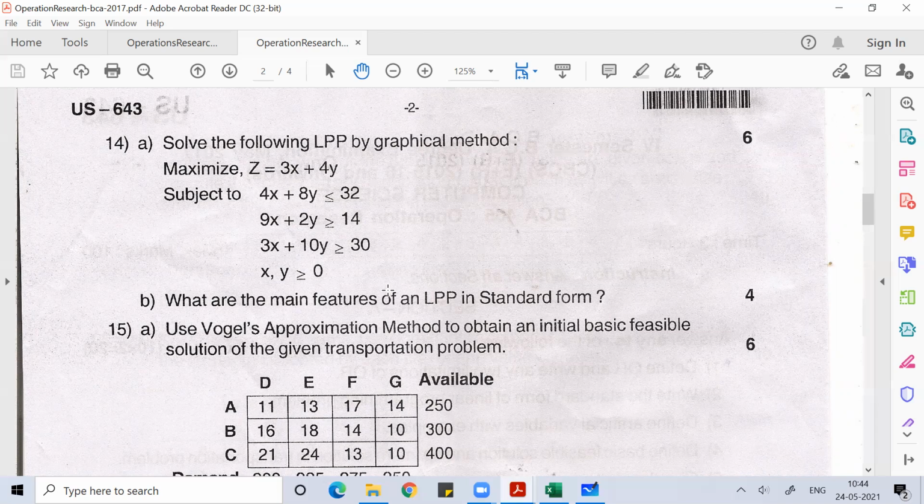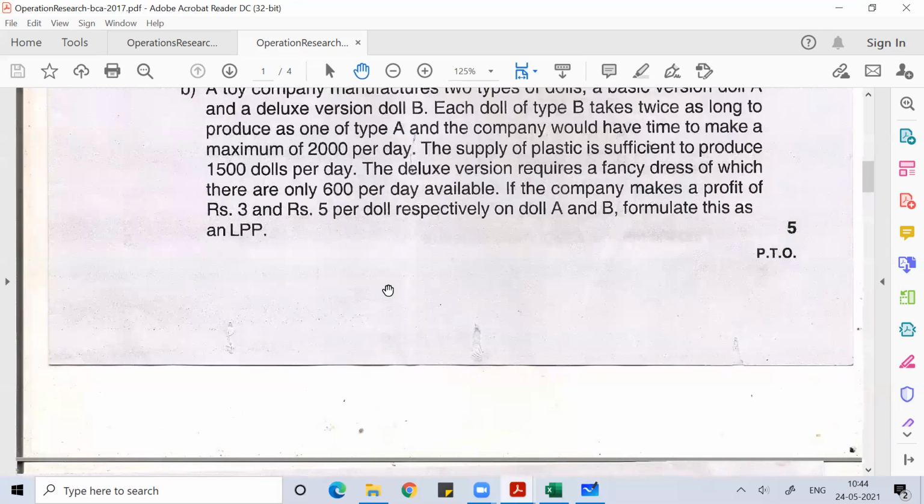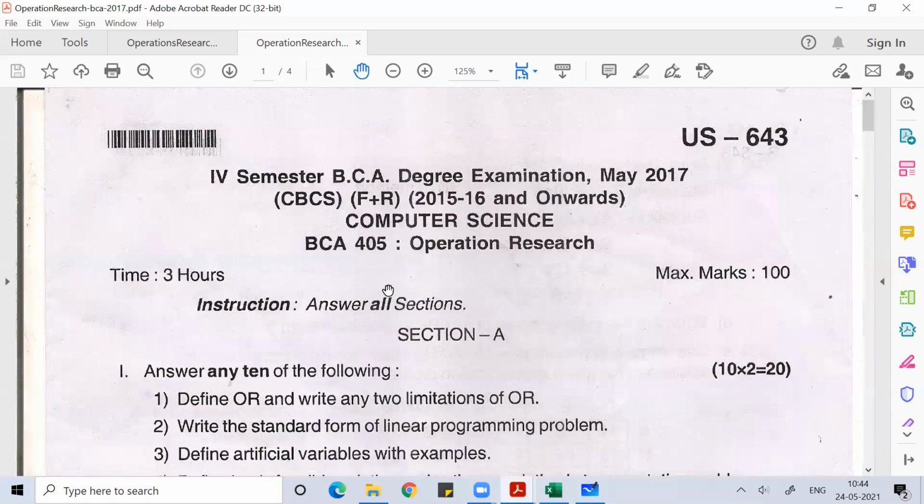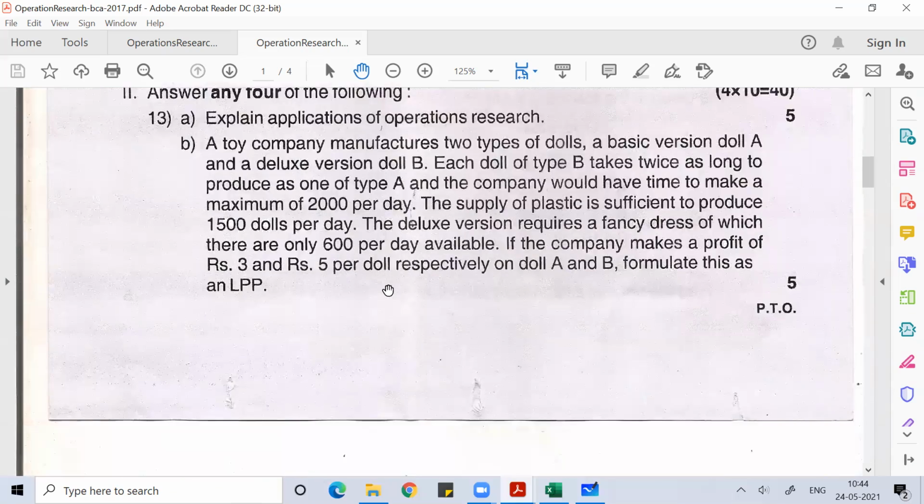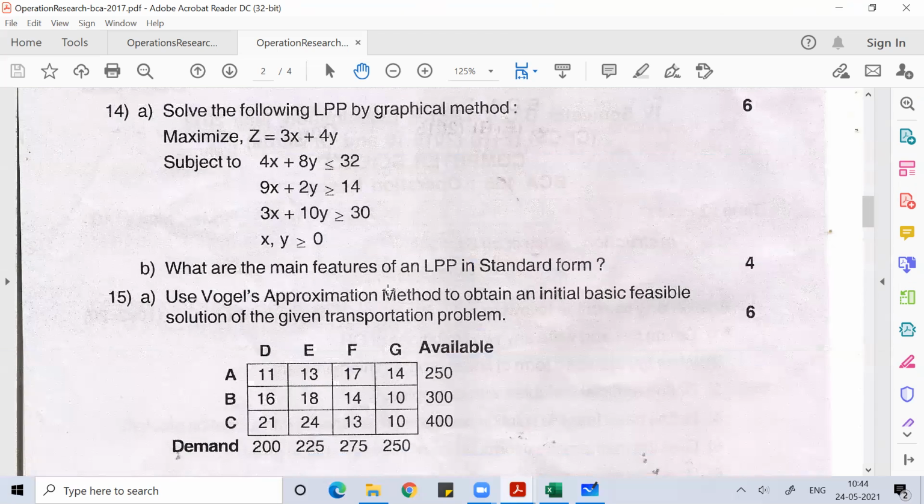Because this is comparatively very easy, we'll do the problem which came in May 2017, and this problem came for 6 marks. In this problem we need to solve the following LPP by using the graphical method. I really request everyone to write down this problem so that we start solving it.